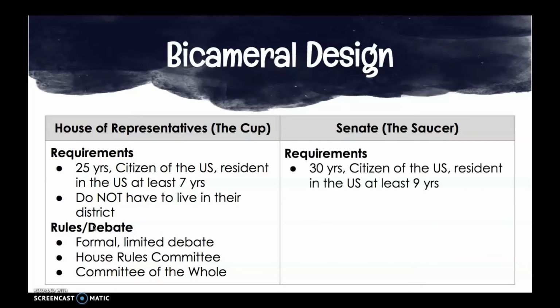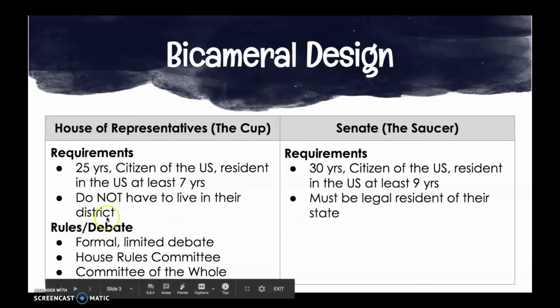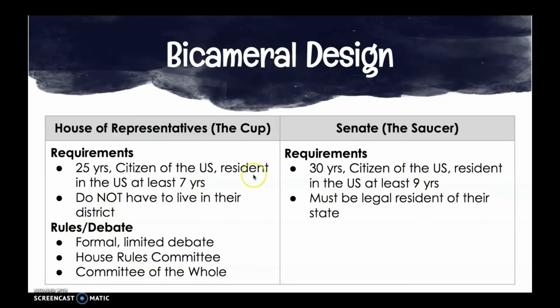So on the flip side, the Senate requirements are you must be at least 30 years of age, a citizen of the US, so that is similar, but you must be a resident in the US at least 9 years. So there is a little bit more of a requirement there. And differently, you must be a legal resident of your state. So you do have a residency requirement to be in the Senate.